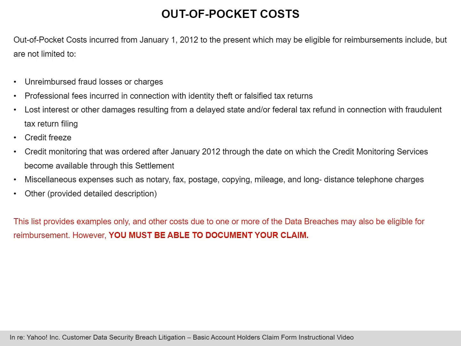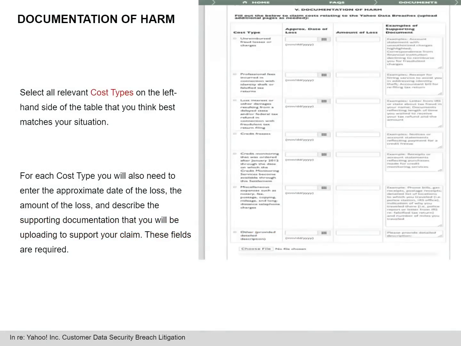This list provides examples only, and other costs due to one or more of the data breaches may also be eligible for reimbursement. However, you must be able to document your claim. Select all relevant cost types on the left-hand side of the table that you think best matches your situation. For each cost type you will also need to enter the approximate date of the loss, the amount of the loss, and describe the supporting documentation that you will be uploading to support your claim.